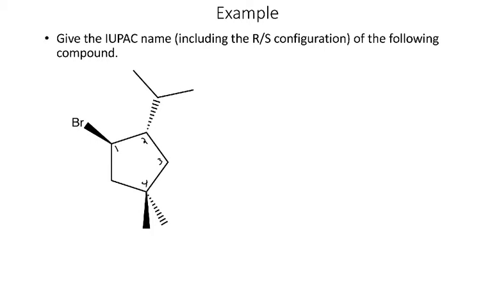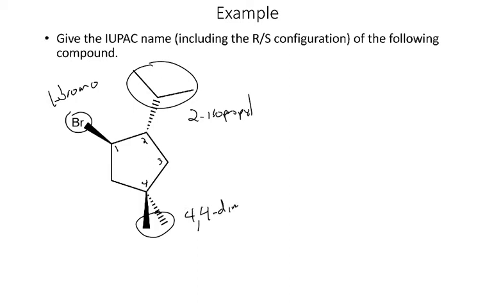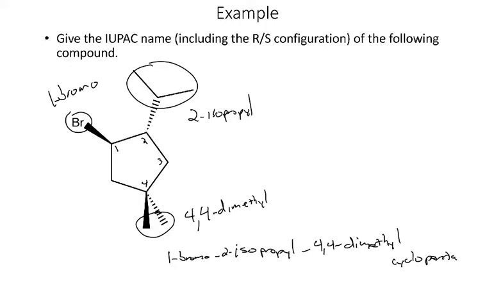All right, and so then I have at position 1 a bromo, a 2-isopropyl, and then a 4,4-dimethyl. So when I put everything together, I'm going to have, let's write it down here, 1-bromo, 2-isopropyl, and then 4,4-dimethyl cyclopentane.